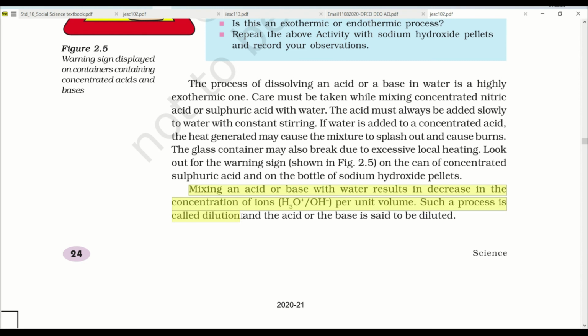Such a process is called dilution, and the acid or base is said to be diluted. So when you add an acid or base to water, its concentration decreases and the product that you obtain is dilute hydrochloric acid or dilute sulfuric acid or dilute sodium hydroxide.